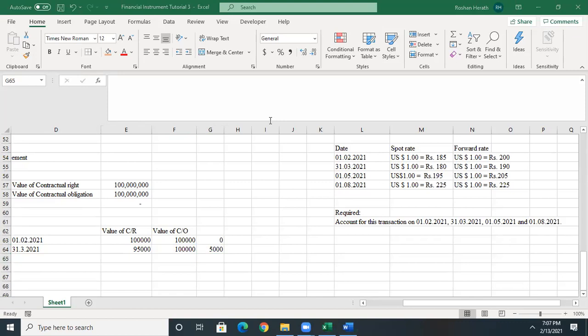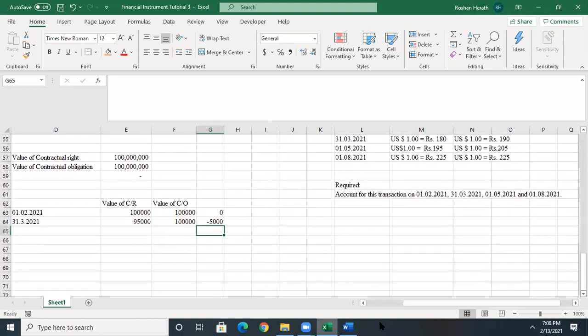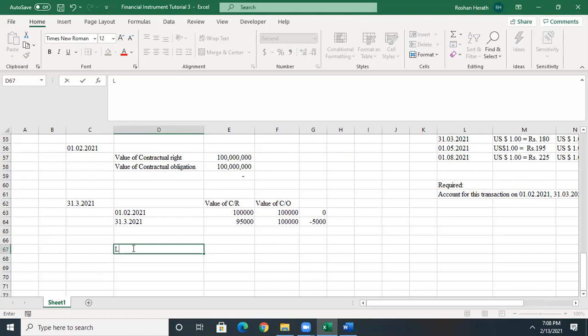It's unfavorable, so it's a kind of loss scenario, right? Contractual right. Now if we do the accounting on 31st March for this, you can see you have a loss on forward contract.